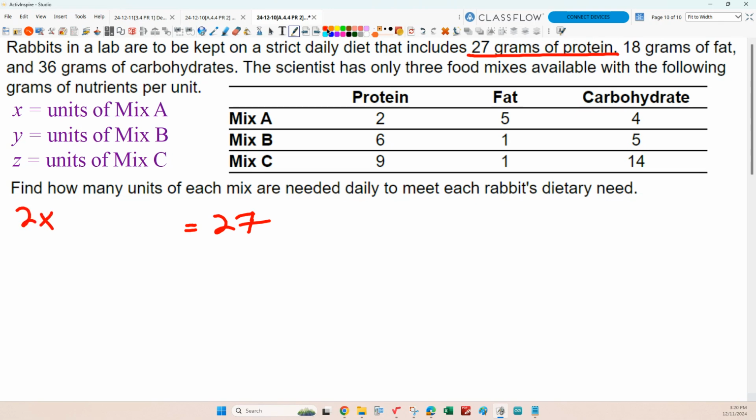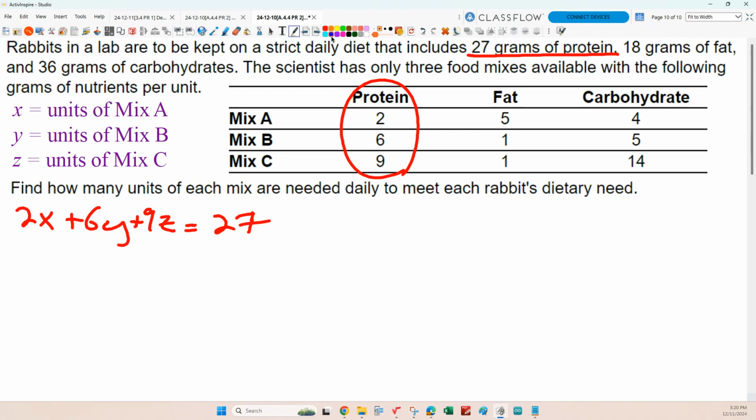How much protein am I getting from the second bag? 6Y, because I've got Y scoops from bag B. 6 grams of protein per scoop, and I'm taking Y scoops. That's 6Y. How much protein am I getting from bag C? 9Z. Okay, there you go. There's equation 1. And it's just coming from this stuff, isn't it?